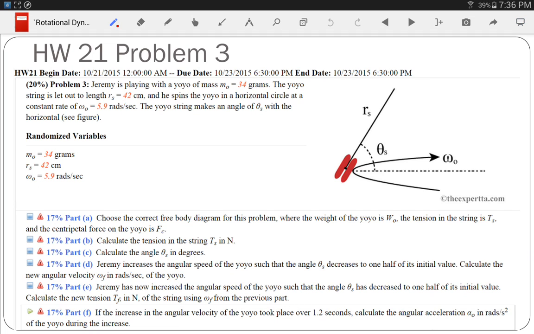All right, this is a homework problem that I had queued up a while ago and we didn't get to do in class. So let's just start it out. You can see we have the randomized numbers there in red, so your numbers may have been different. You can always go back and review your old expert TA problems to look at what you did and compare.